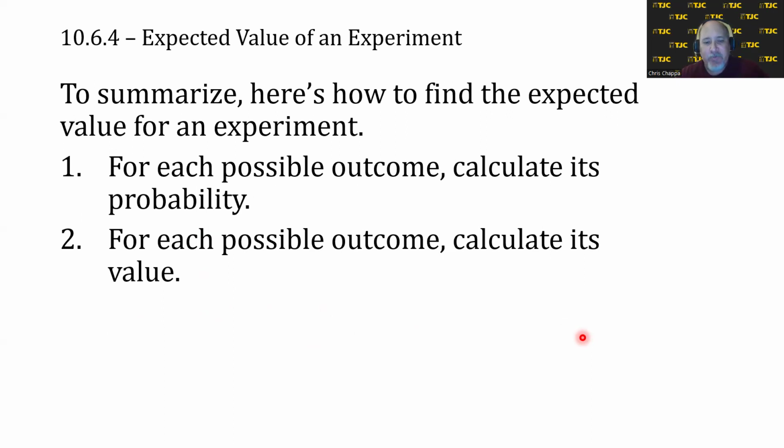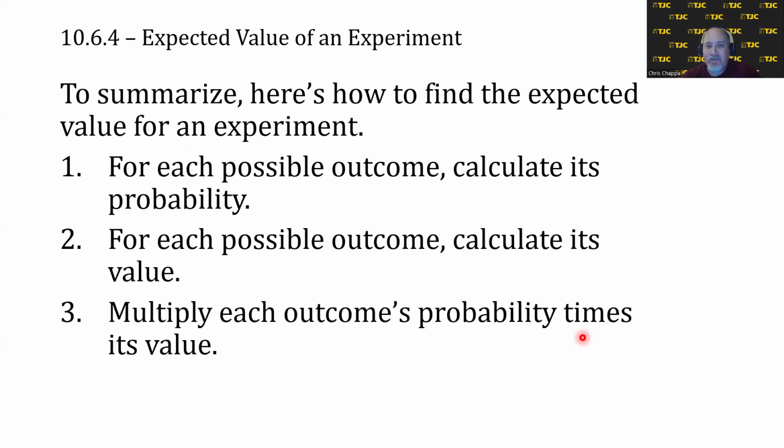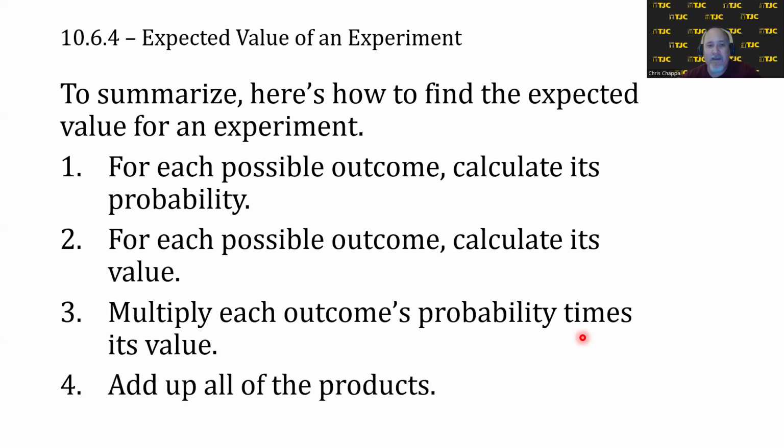From the charity's perspective, it was a negative value when I sold a ticket but had to give a prize. It was a positive value when I sold a ticket and didn't have to give a prize. From the customer's perspective, it was a positive value when I bought a ticket and won a prize, and it was a negative value when I bought a ticket and didn't win. So for each possible outcome, calculate its value, multiply each outcome's probability times its value, and then simply add up all the products.